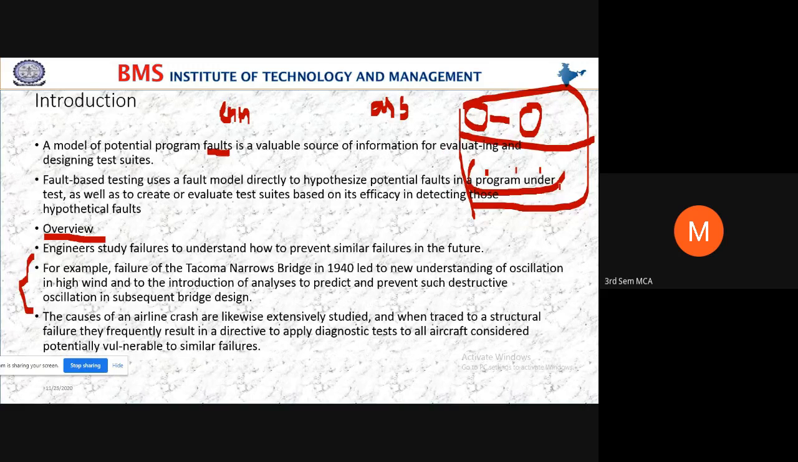I have taken the car example here; they have taken a different example. For example, the failure of the Tacoma Narrows Bridge in 1940 led to a new understanding of oscillation in high wind and the introduction of analysis to predict and prevent such destructive oscillation in subsequent bridge design. So here they have taken a bridge design.